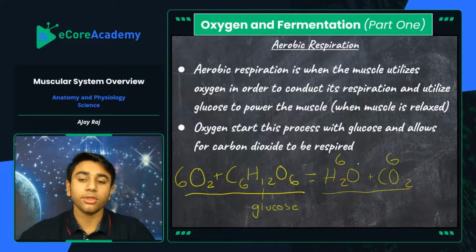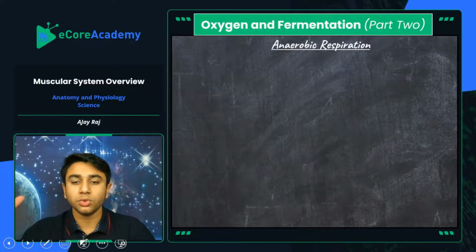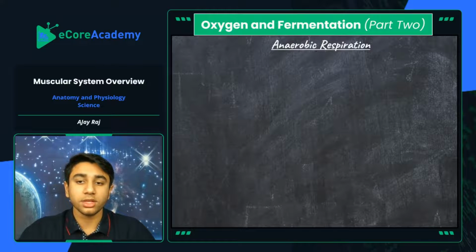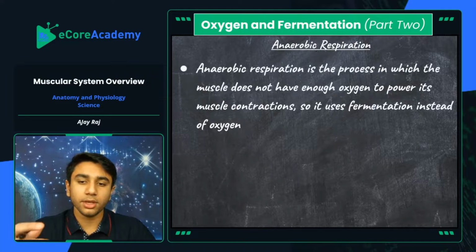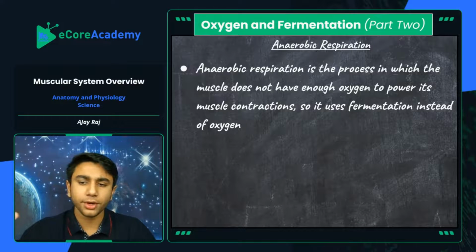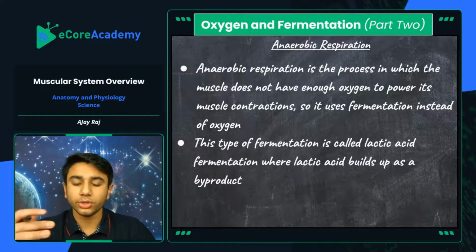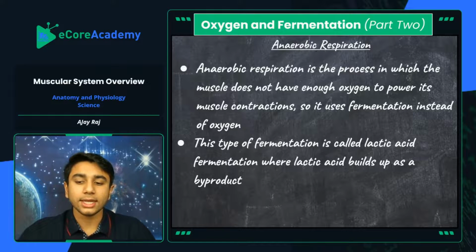Therefore, you will utilize other methods such as anaerobic respiration, which is when you do not use oxygen or you do not have enough oxygen to provide that respiration. So anaerobic respiration is a process in which the muscle does not have enough oxygen to power its muscle contractions. So therefore, it uses fermentation instead of oxygen. And this type of fermentation is called lactic acid fermentation, where lactic acid builds up as a byproduct.